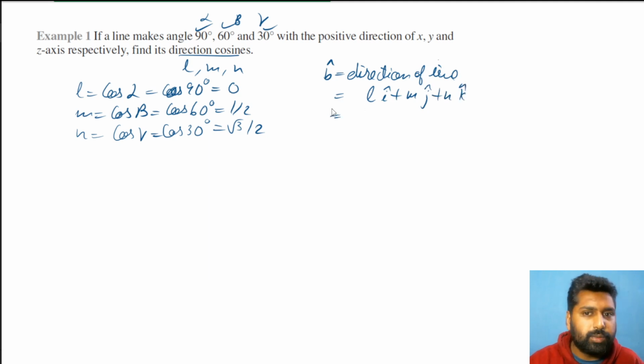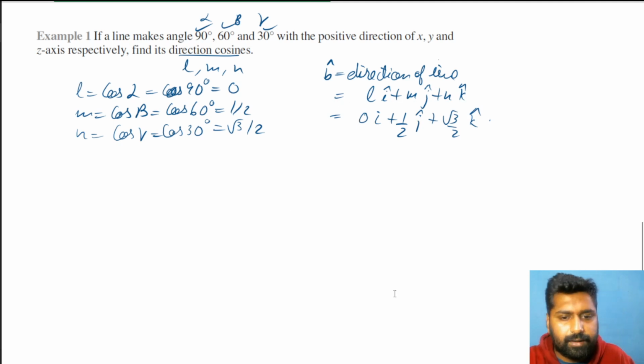So that's another way to give the information regarding the line indirectly, because this will be required later on when we do the formats. So anyway, this is 0 i plus half j plus root 3 by 2 k. Though this was not asked, still we have found it: the b vector, the direction of the line. All right, simple enough.